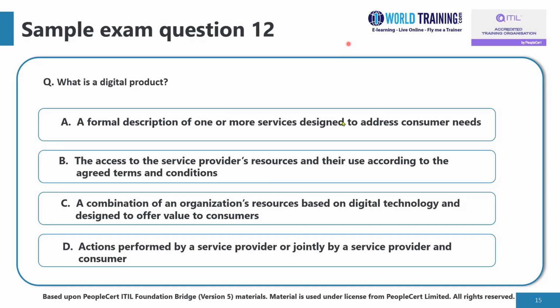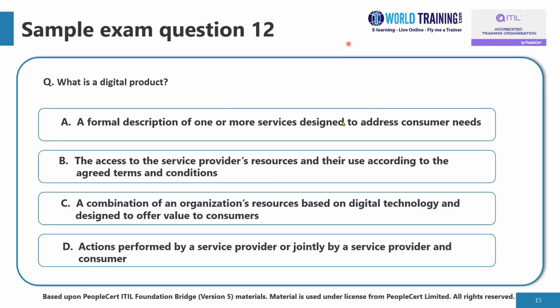Those are physical. Choice B, incorrect because this is the definition of access to resources, wherein the consumer gains access to providers' resources and uses them under agreed terms and conditions. Choice C would be correct because digital products are indeed a combination of an organization's resources based on digital technology and designed to offer value to consumers.